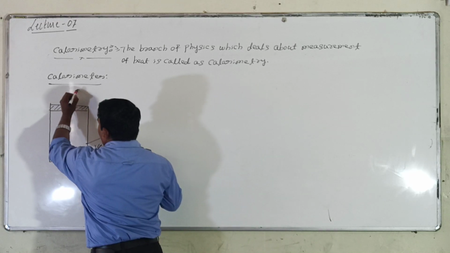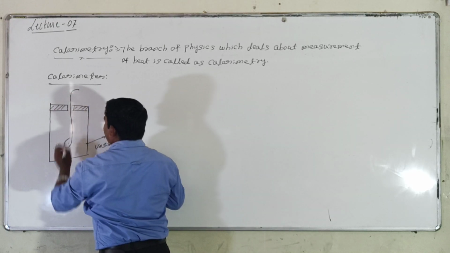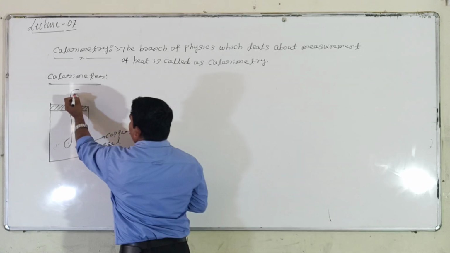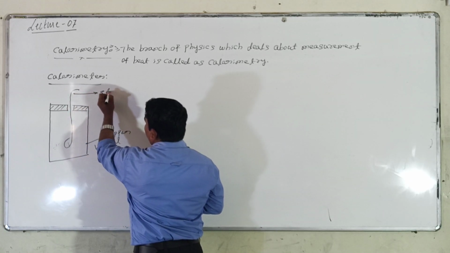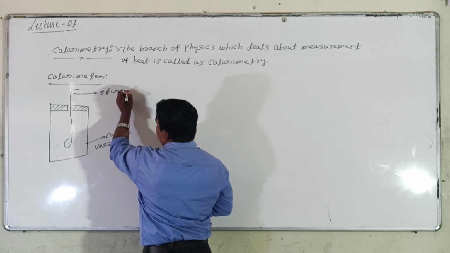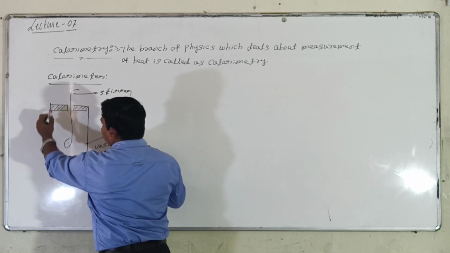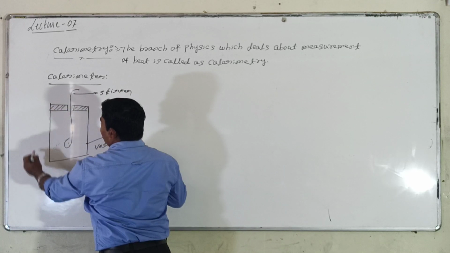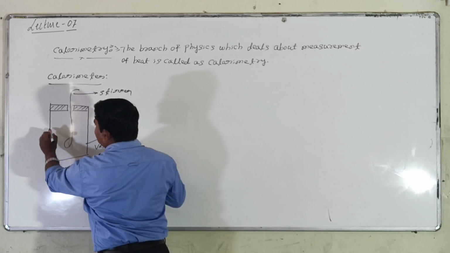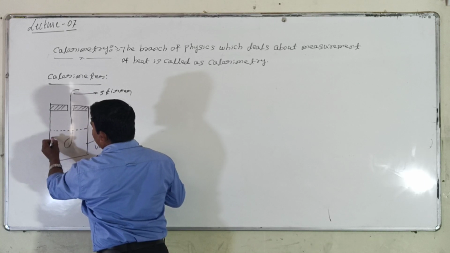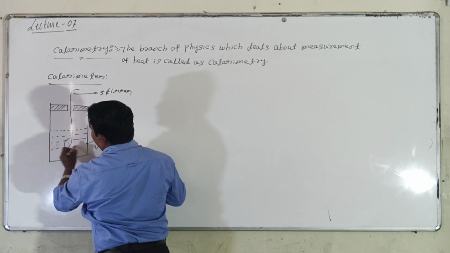The copper vessel is provided with a stirrer and lid. This is the stirrer. This copper vessel is placed in a wooden block to avoid the loss of heat, and let us consider this calorimeter contains some amount of hot liquid.